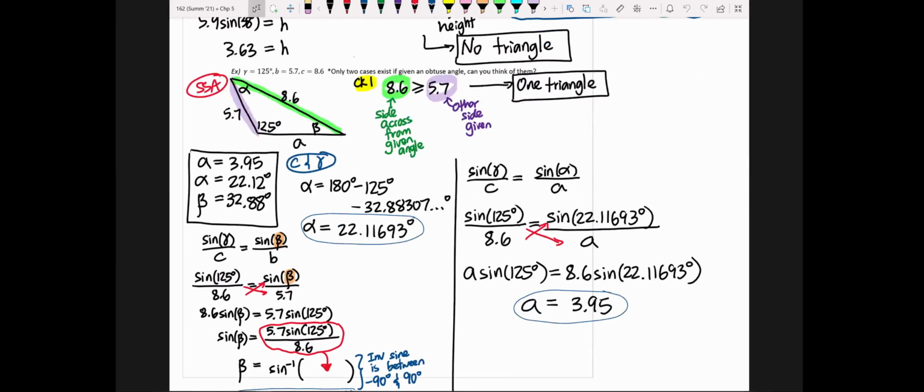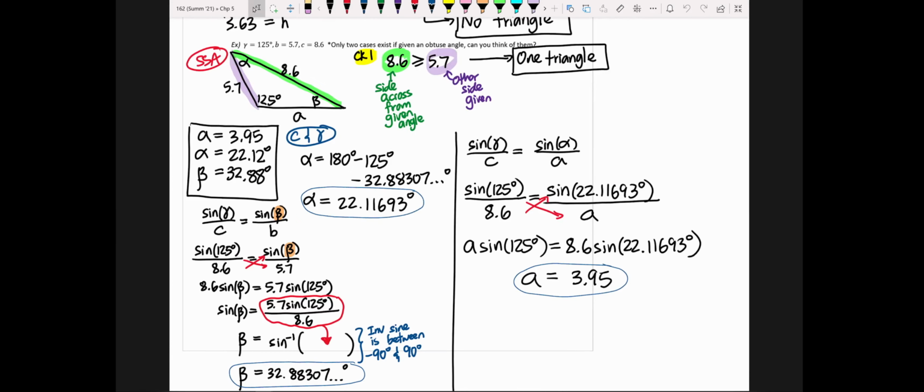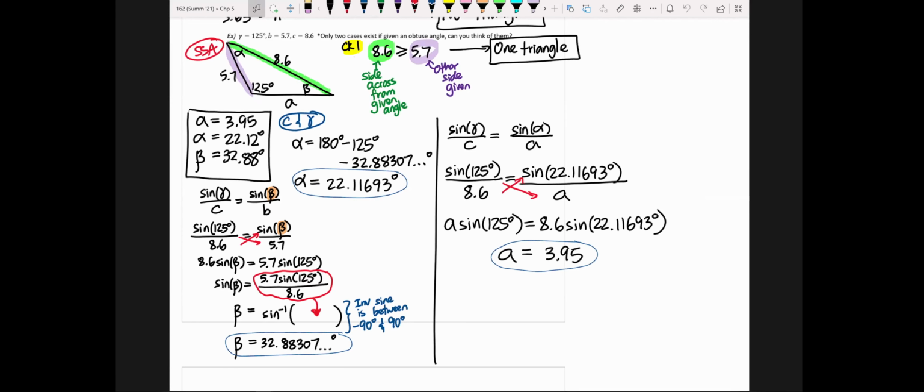Okay, so if after check step 1, we see side across from given angle is actually greater than or equal to other side given, we stop and say one triangle. So after completing either just check step 1 or check step 1 and 2, we will be able to determine the number of triangles, 0, 1, or 2.